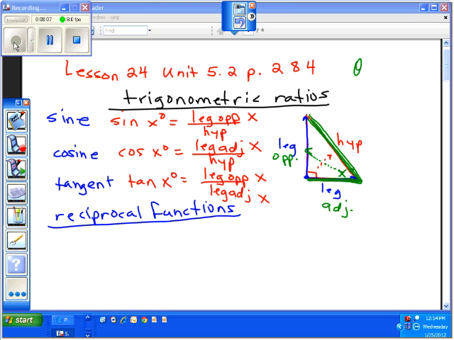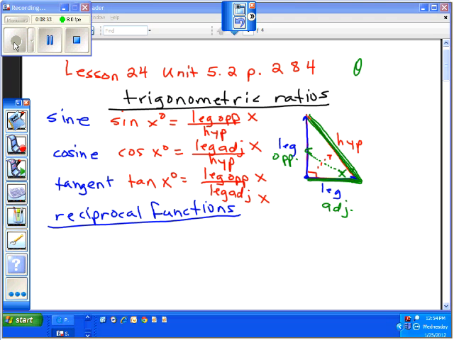Reciprocal functions. What does reciprocal mean? Flip it over, right? Flip it over. What's the reciprocal of 3/4? 4/3. What's the reciprocal of x over y? Y over x. What's the reciprocal of leg opposite over leg adjacent? Leg adjacent over leg opposite. Okay, so we realize when we reciprocate it doesn't matter what's in there.